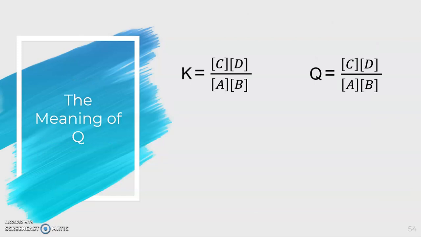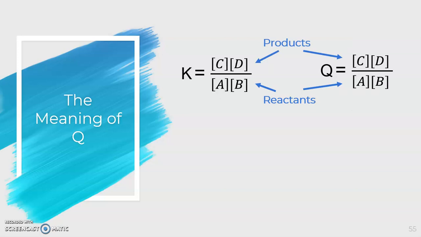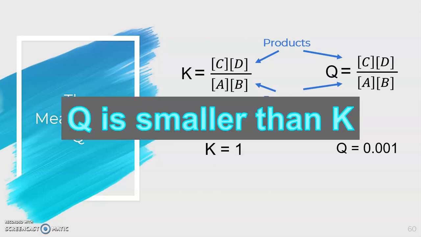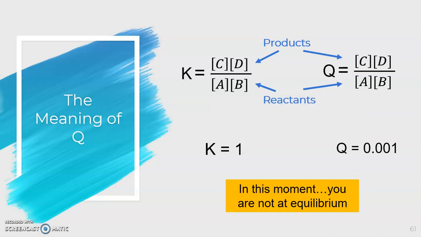So we know that Q and K are calculated the same way. We know that they're calculated by putting the concentration of the products divided by the concentration of the reactants. We also know that K is a fixed number. And let's just, for this example, say that we're given a K value of 1. Great. Well, let's say we calculated a Q, and that the Q value for this particular problem is 0.001. So in this case, Q is way smaller than K. Well, what does that mean?